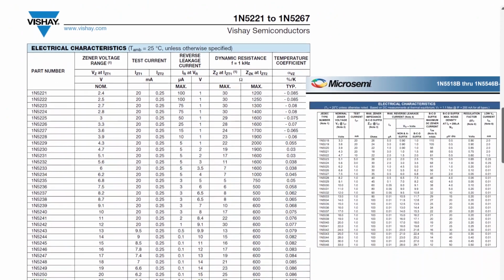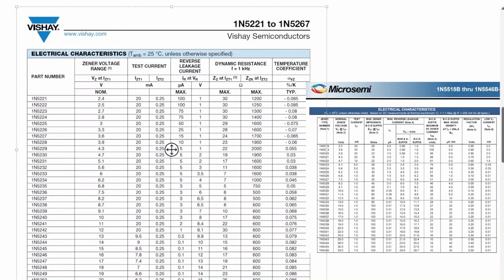2.5. There are many providers. When you search Mouser or other providers, you will find many Zener diodes. One example is from Vishay. 1N5222 is a Zener diode of 2.5 volt with nominal current between 0.25 milliamp to 20 milliamp.